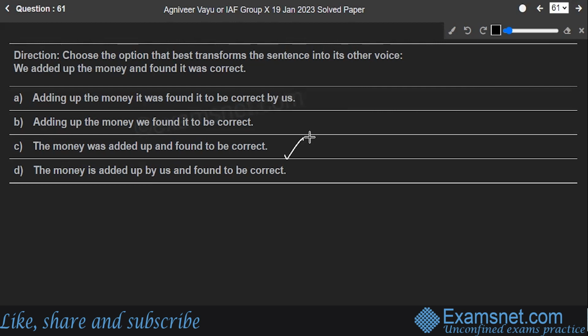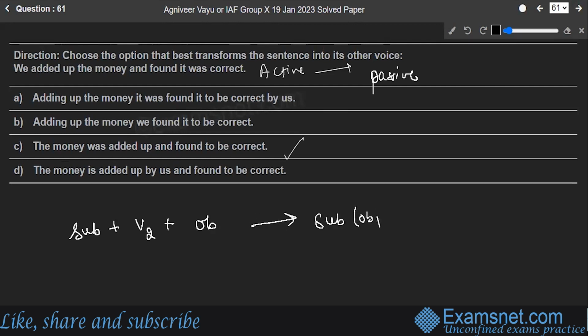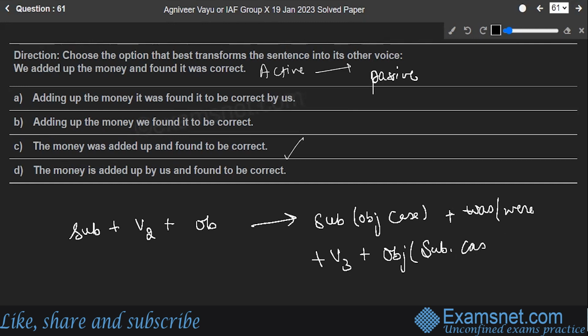The given sentence is in the active voice. And as per the given question, we have to change it into the passive voice. So what happens in this case? This is done like subject plus second form of verb plus object. This changes into object case plus was, were, plus the third form of verb plus the subject case. This is in the passive voice.